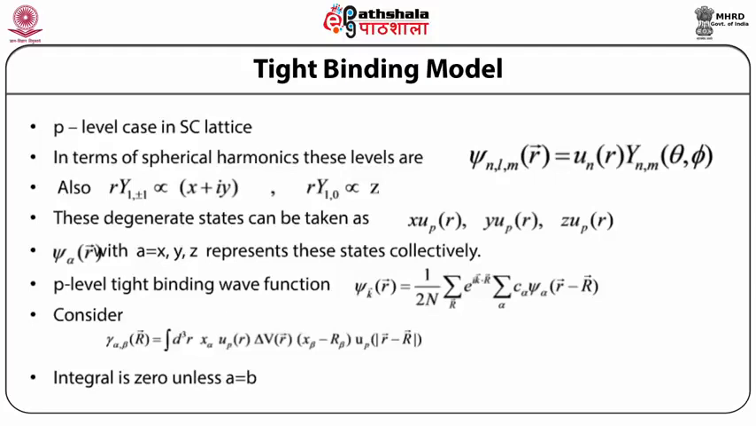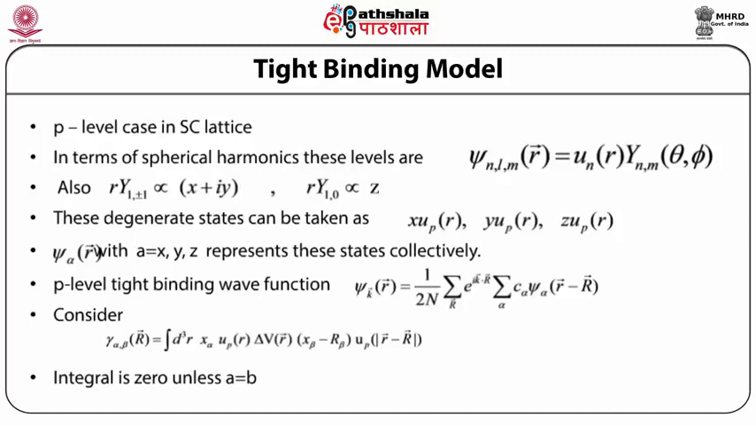Now we write the p level tight binding wave function in terms of xi alpha as xi k 1 is equal to 1 by 2n summation over the vectors r e raised to power iota k dot r, again summation over alpha c alpha xi alpha. Various constants occurring in the eigenvalue equations can now be evaluated considering the following expression for gamma alpha beta.